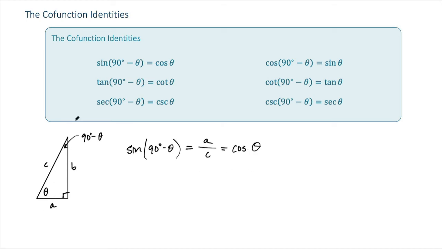Okay, and so that is why all six of these identities work, because really, if you just look at a triangle, we're looking at these two different angles, and with respect to each of those angles, the opposite and the adjacent end up flipping, and that creates all of these cofunction identities for us.